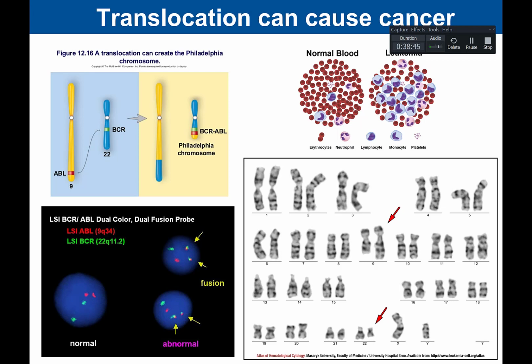You can also see here these translocations. So notice that this 22 and this 9, they're different because of this incorrect translocation. And so this is going to be your Philadelphia chromosome. And this can lead to cancer.